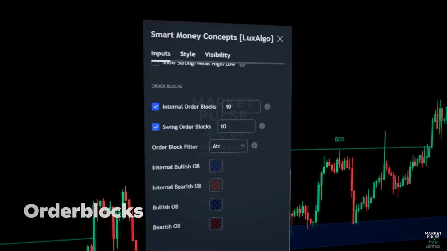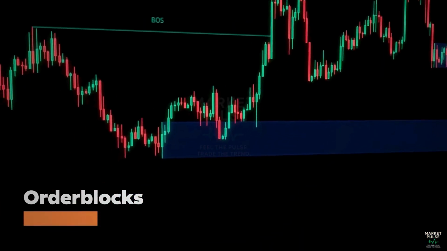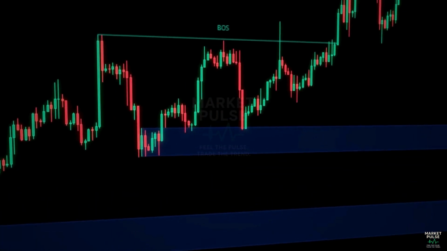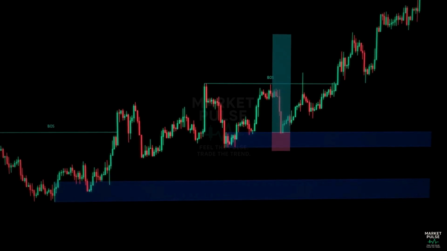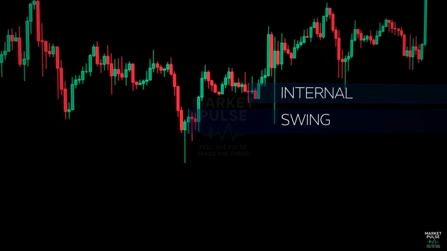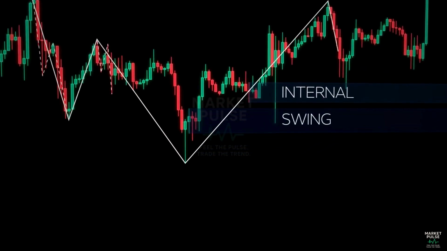Next, we're going to talk about order blocks. Order blocks are an area where support and resistance are likely found and can offer potentially excellent entries for trades. We have 2 types of order blocks, internal and swing. Just like structure, swing order blocks are more significant and on a higher time frame compared to the internal order blocks, which we typically see inside the swing structure.